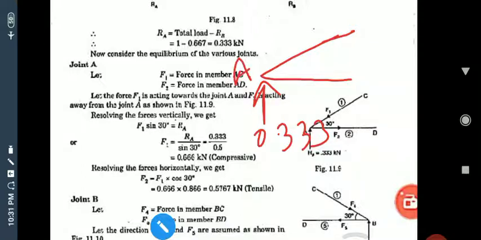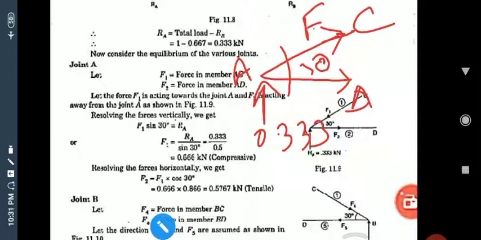This is joint A, and this angle is 30 degrees. We don't know the forces in members AD and AC. Let us assume that the force acting in AC is in this direction, and the force in AD is in this direction. Let us assume that this is F1 and this is F2. We can also assume the directions of F1 and F2 opposite to what is assumed here, because if the value comes out negative, it means that we have assumed the force in the wrong direction. It is opposite to the direction we assumed previously. So there is no worry in choosing the directions.